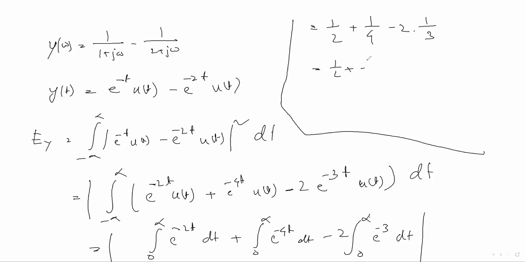So 1 by 2 plus 1 by 4, 2 by 3. Here, this is 12, 6 plus 3 minus 4, 8. So what is the value? 9 minus 1 means 1 by 12. So now you can see that this is 1 by 4, 1 by 12.